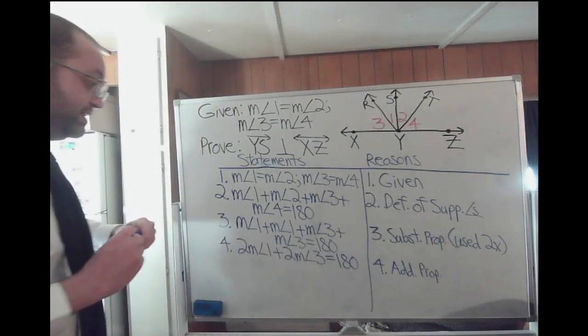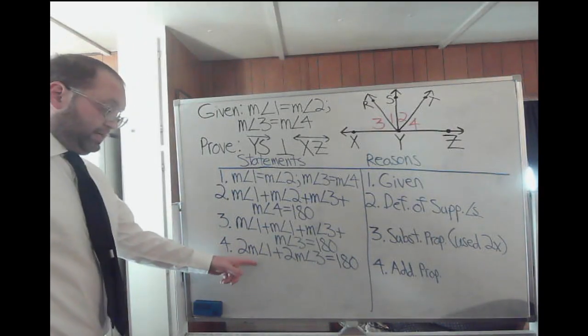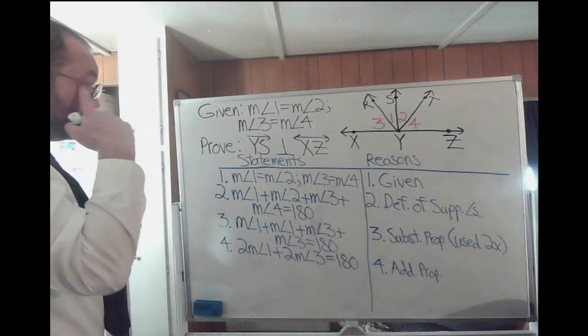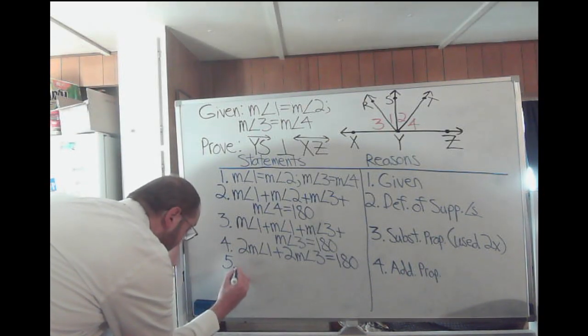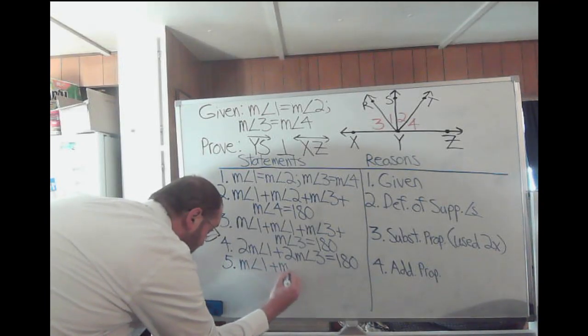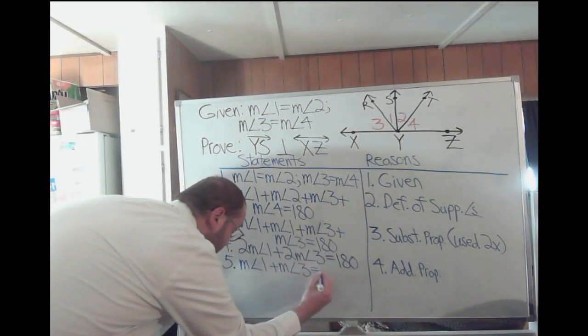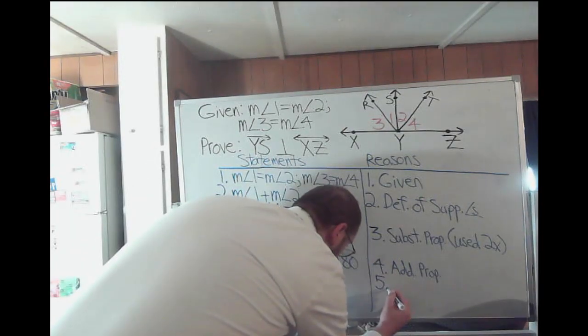Now if we look at this equation, can't we factor out a common 2? Yes, we can. We can factor out a common 2 and divide both sides by 2. If we do that, you'll get the measure of angle 1 plus the measure of angle 3 is equal to 90. That would be by the division property.